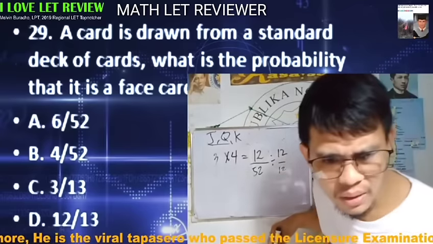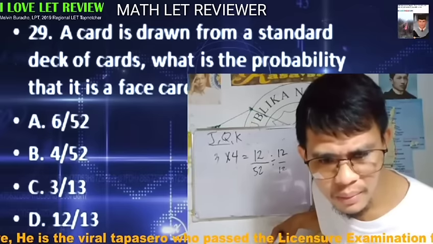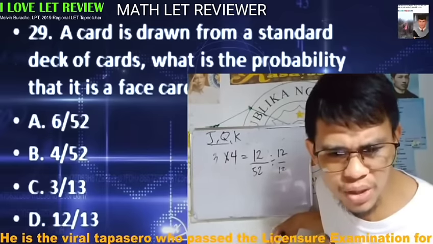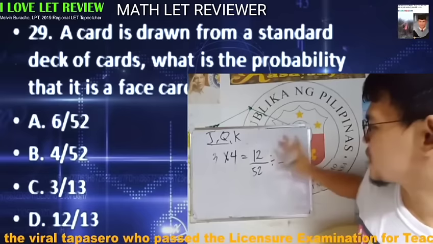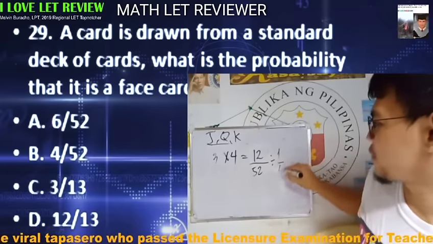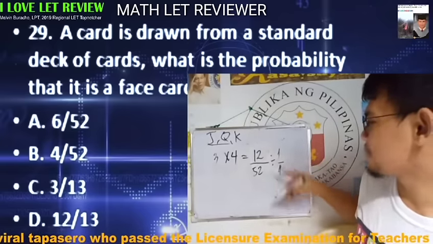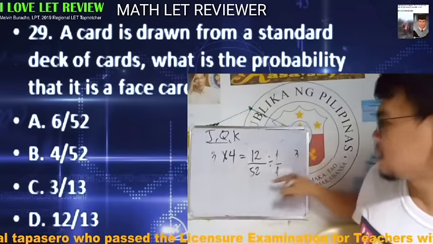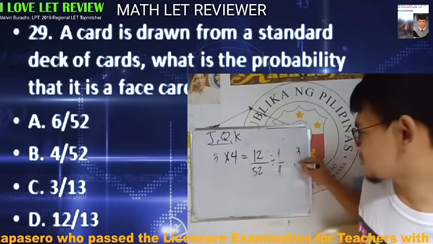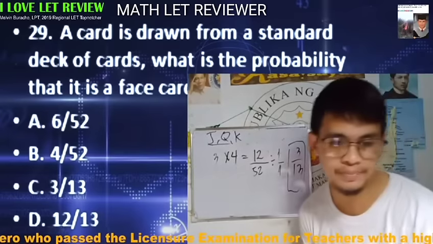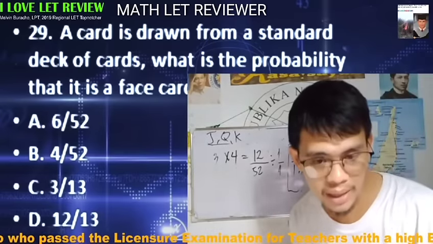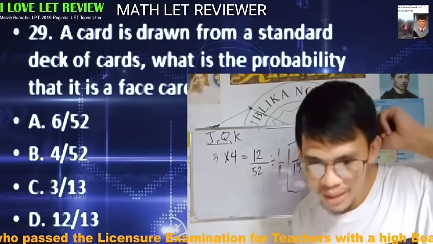Tama ba? 12? Wait. Okay, hindi po siya 12 eh. 4 ata. Pwede siya sa 4, okay. 12 divide 4. 52 divide 4. Pwede ba? 12 divide 4, 3. 52 divide 4, this is 13. Therefore, the correct answer is 3 over 13. Number 29 is letter C.